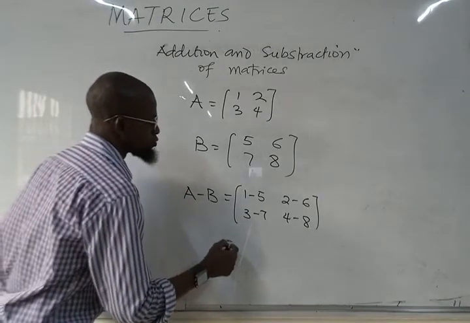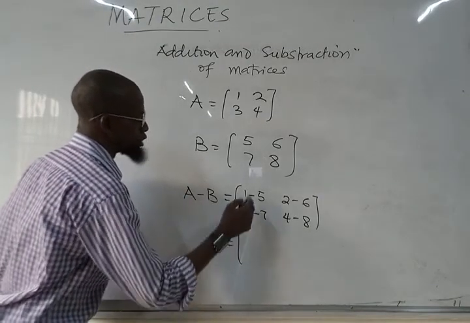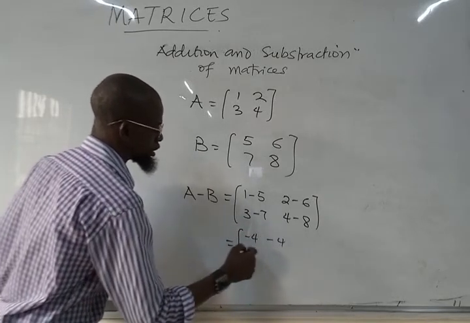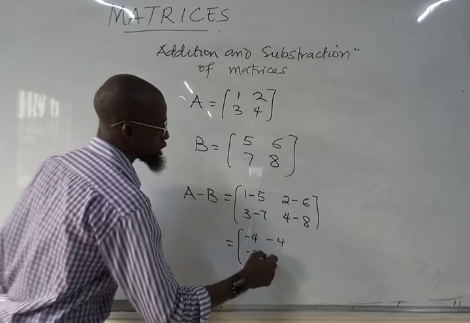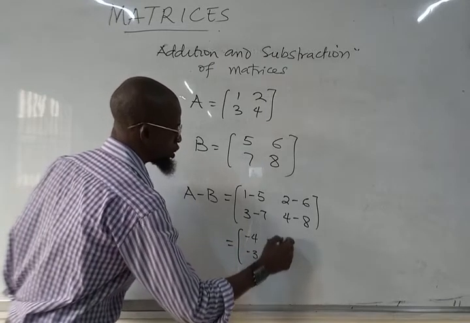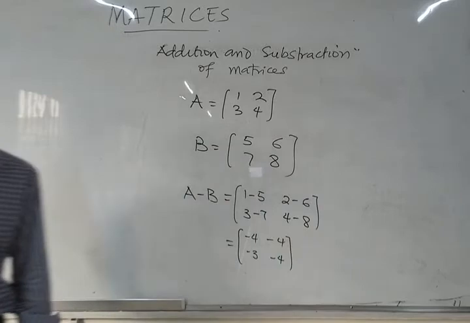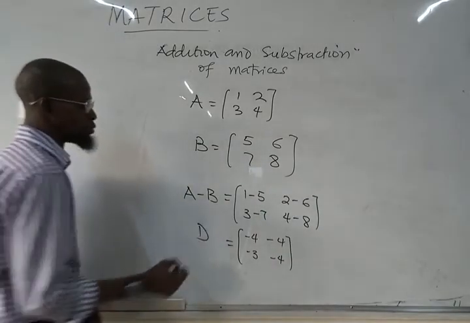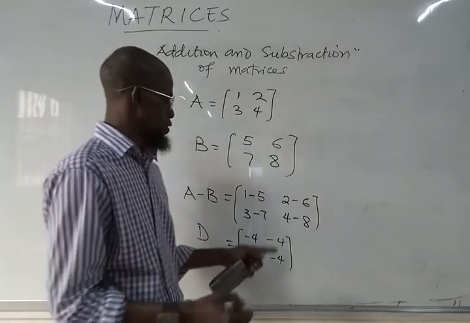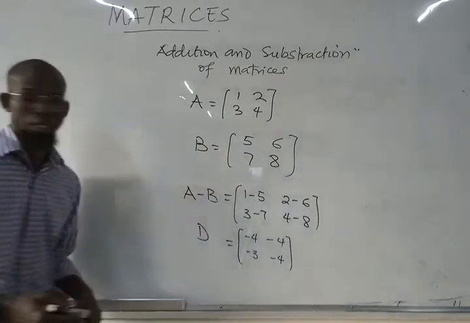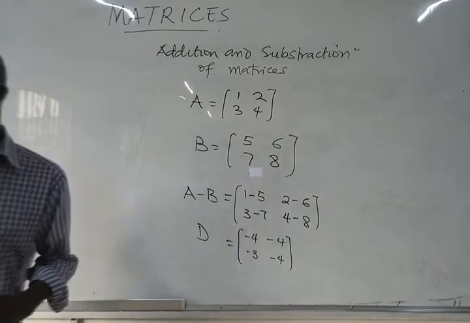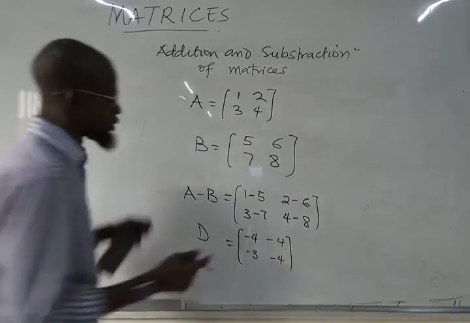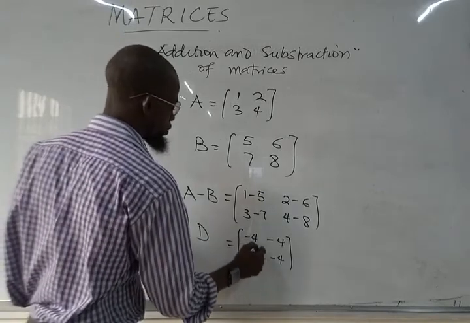So I will now have this. This is minus 4. This is minus 4. This is minus 4, and this is minus 4. So I formulate another matrix, which I can call matrix D, to be equal to minus 4, minus 4, minus 4, and minus 4.